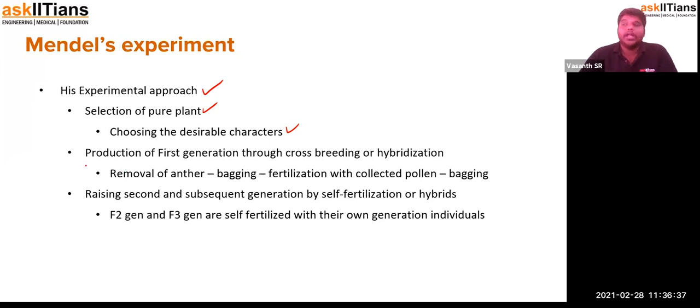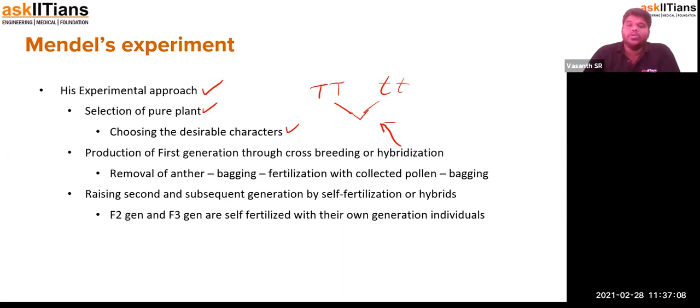The next one is that the first generation formed will be bred by fusing the pure breeds. The cross between the pure breeds, for example the pure tall plant and the pure dwarf plant. This process is called hybridization, crossing two plants with different traits.